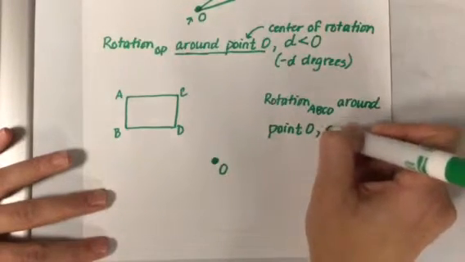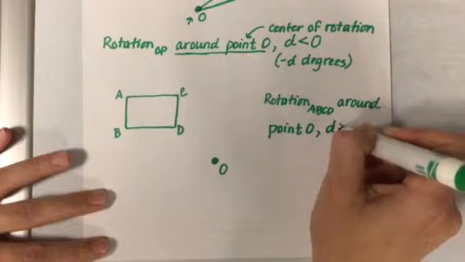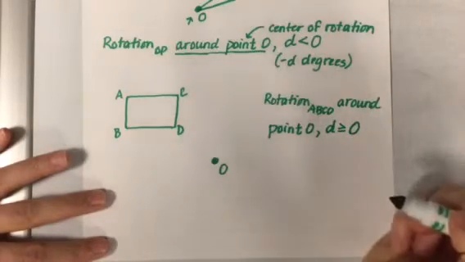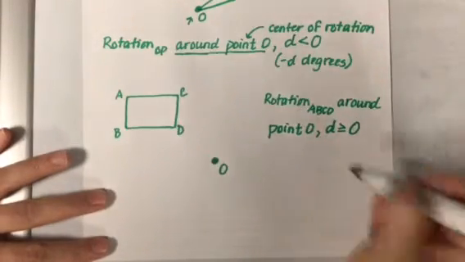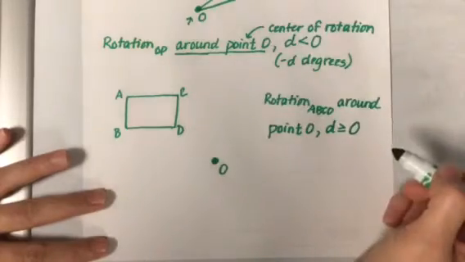And this time we're going to move D is greater than or equal to 0. Sometimes also called positive D degrees.